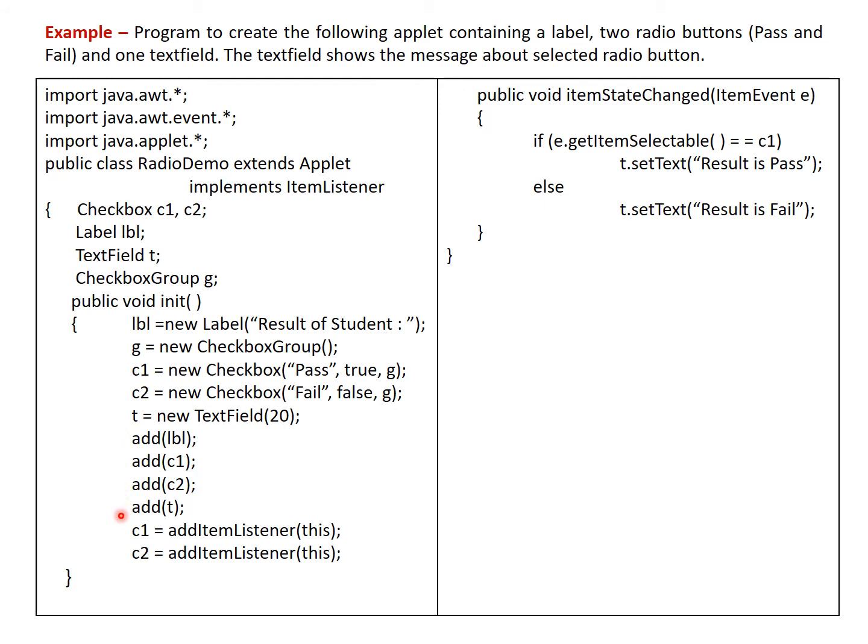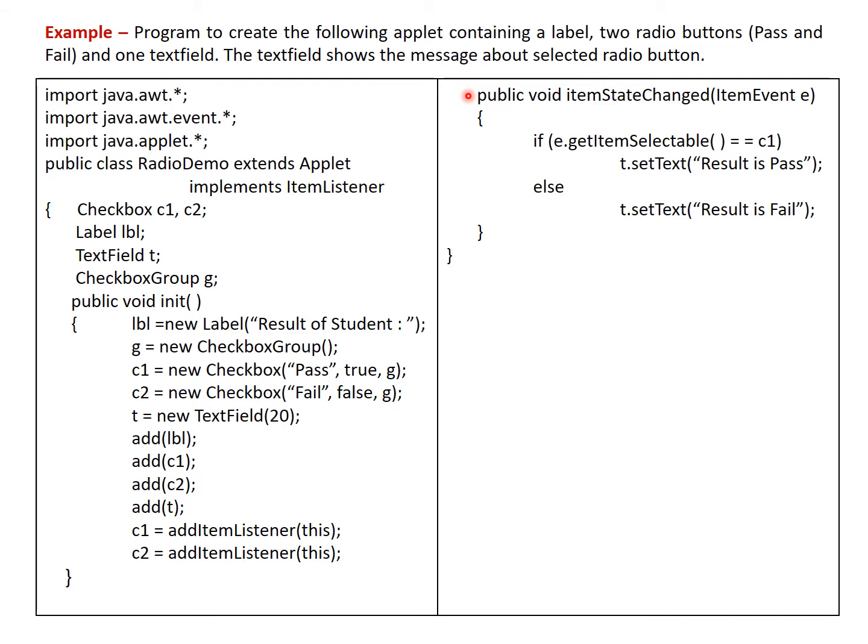After this, we add the item listener for c1 and c2 by using the statement c1.addItemListener(this), and similarly c2.addItemListener(this). Now after this, we will override or define the method itemStateChanged. Now this method is automatically called whenever any one of the checkboxes, that is the option buttons, is clicked by the user.